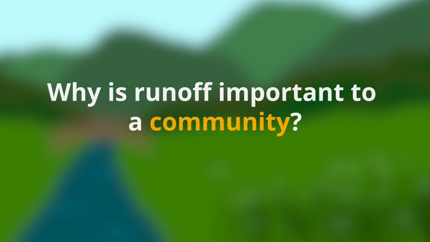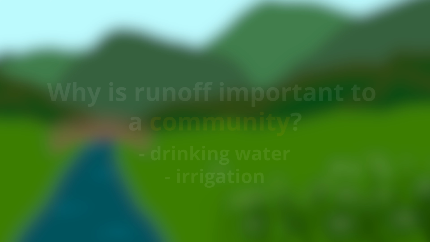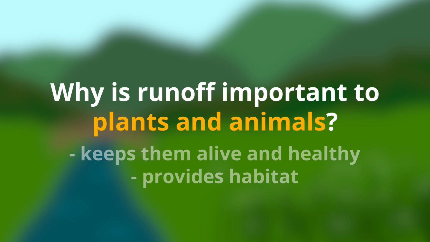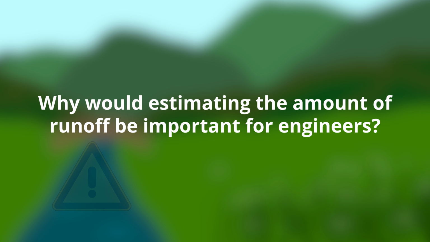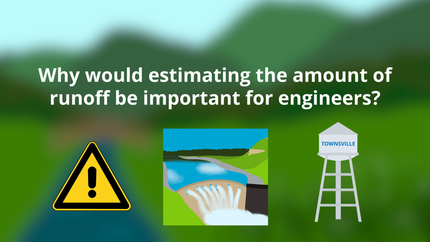Why is runoff important to a community? Runoff can become a source of drinking water or irrigation. Why is runoff important to plants and animals? It keeps them alive and healthy, and it provides habitat for aquatic freshwater organisms. Why would estimating the amount of runoff be important for engineers? This information can be helpful for flood management, hydropower applications such as hydroelectric dams, and water resource and supply management.